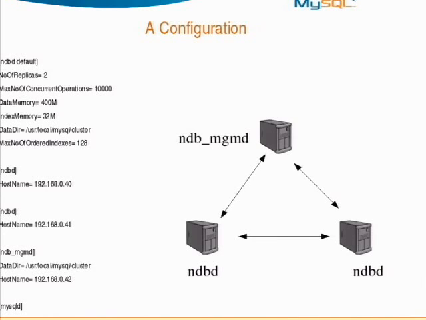Management server, the storage nodes pull configuration out of the management server to find out where each other is and a few other things. And it's also used in arbitration in the case of network splits. So if you lose this connection here, the management server will decide who becomes the cluster. And you can also run MySQL AB on that or another box.